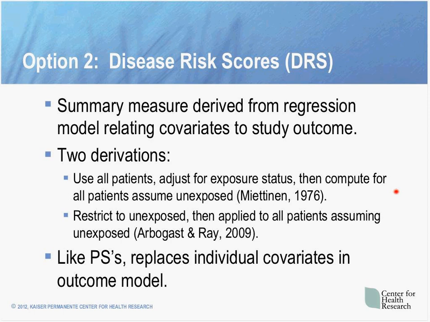Wayne did some original work on this, and he and I did some supplemental work where we looked at the setting where we just restrict to the patients who were unexposed, fit the model, and execute that final model for everyone as though they were exposed. So a little bit of a variation, and then you include the score in the regression model instead of the covariates. And like the propensity score, the application is to adjust for it instead of the individual covariates.